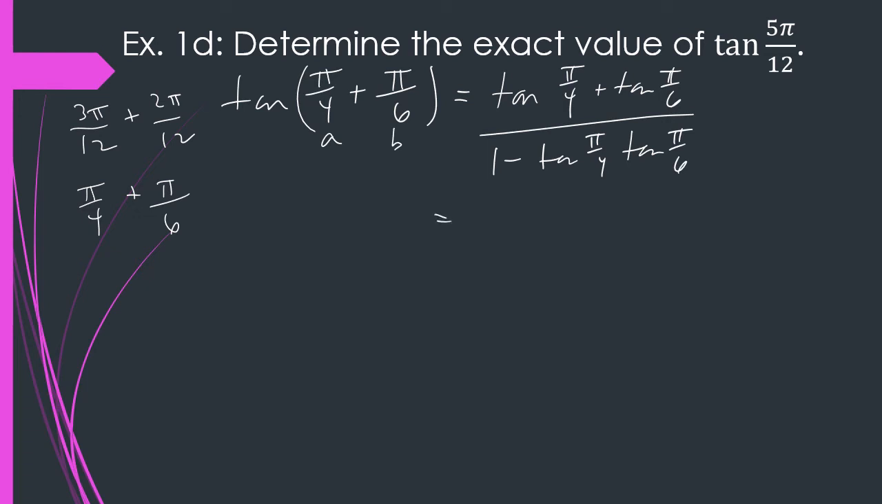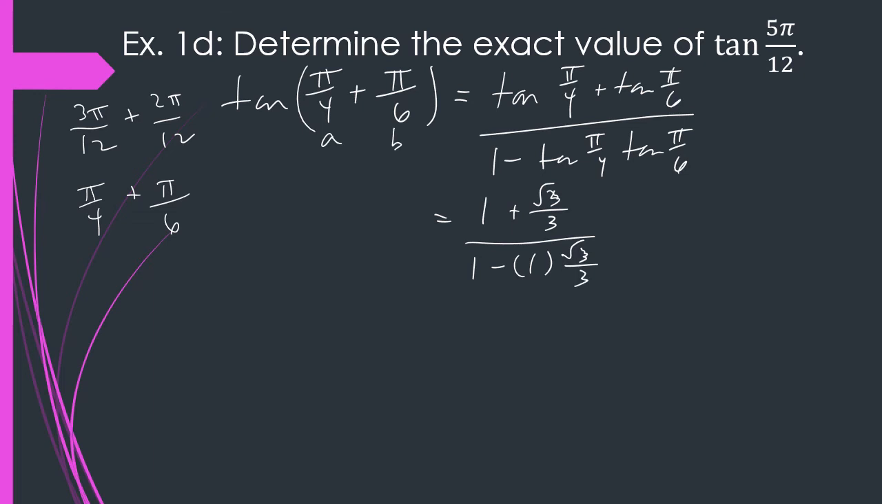Tan pi over 4, that is just 1. Opposite over adjacent. Again, for your solutions, you'll draw the triangles. Tan pi over 6 is 1 over root 3. I'm going to make that not have the radical in the denominator, which means it will be root 3 over 3. So plus root 3 over 3, all over 1 minus tan pi over 4 is 1, tan pi over 6 is root 3 over 3.